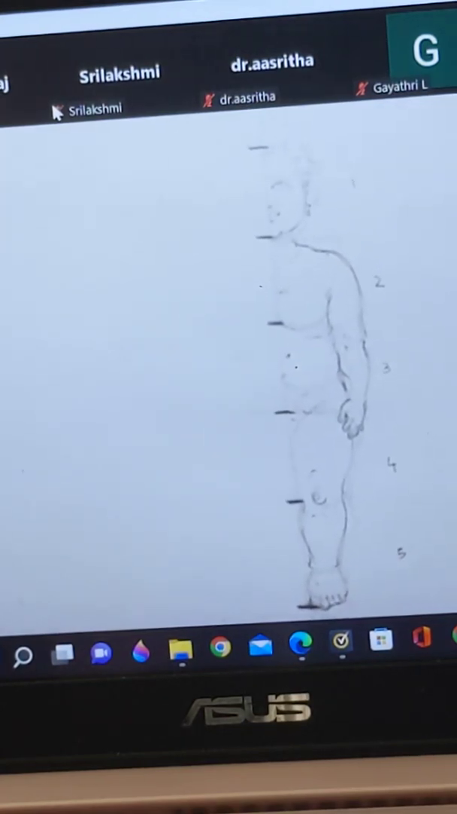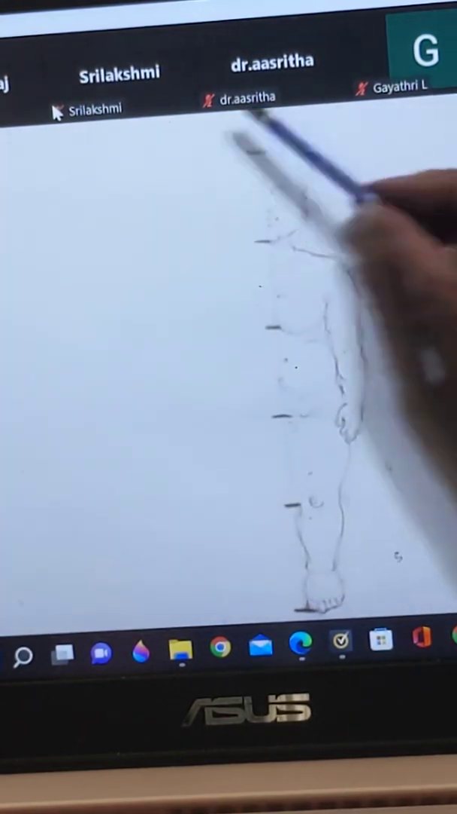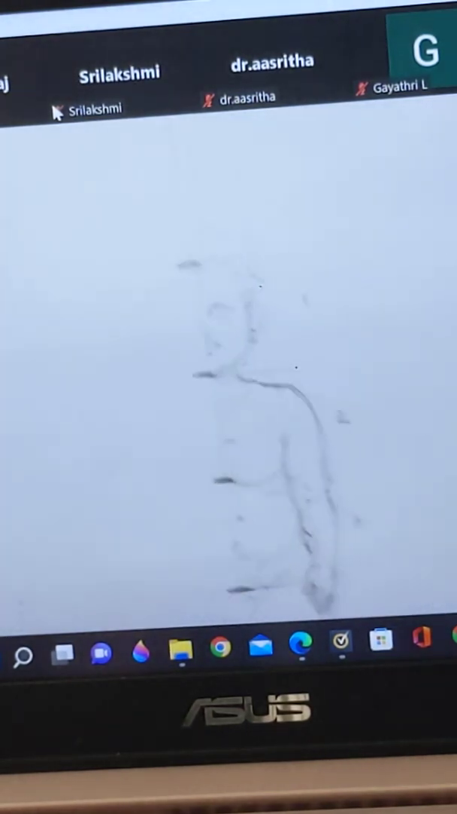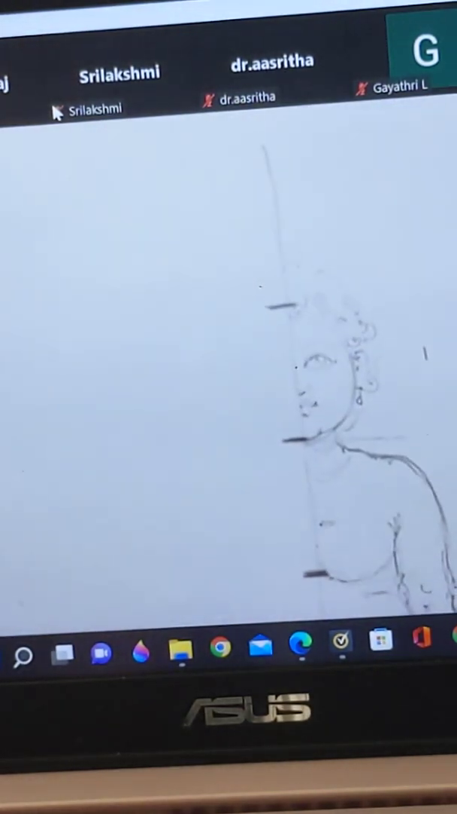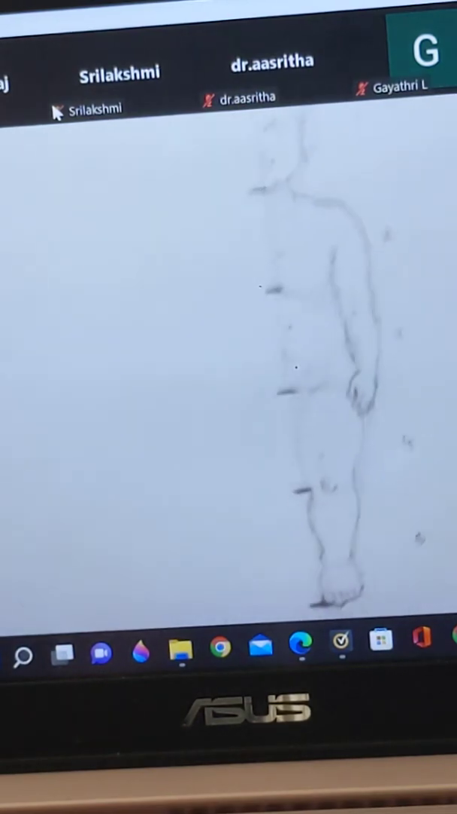So the hair is the extra part that he's added in there. See better.